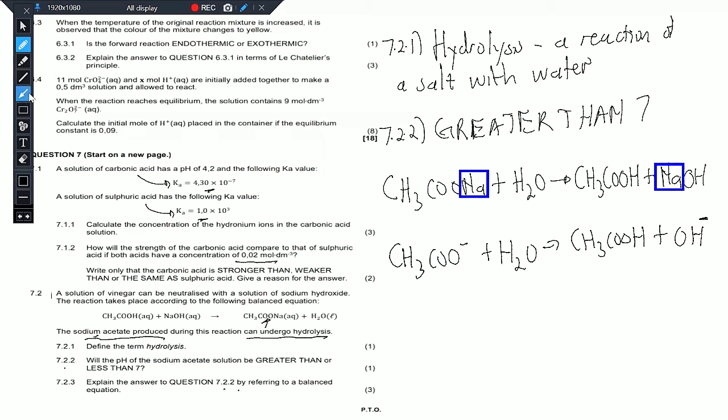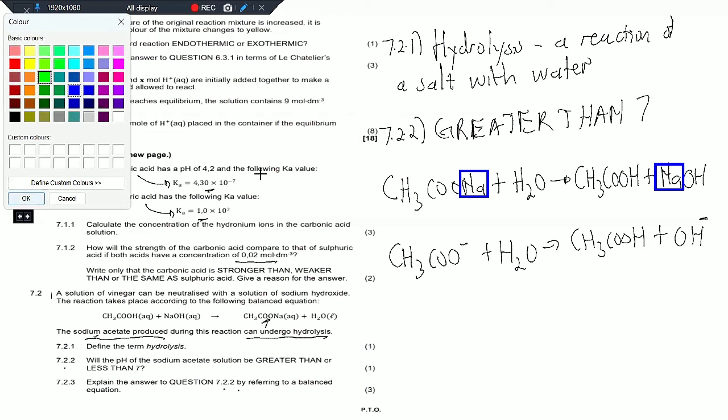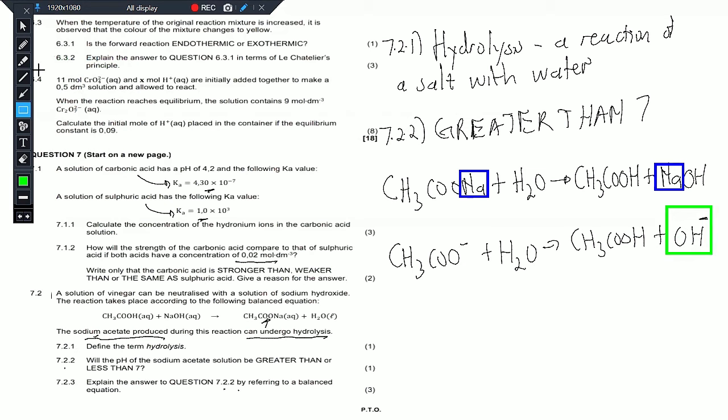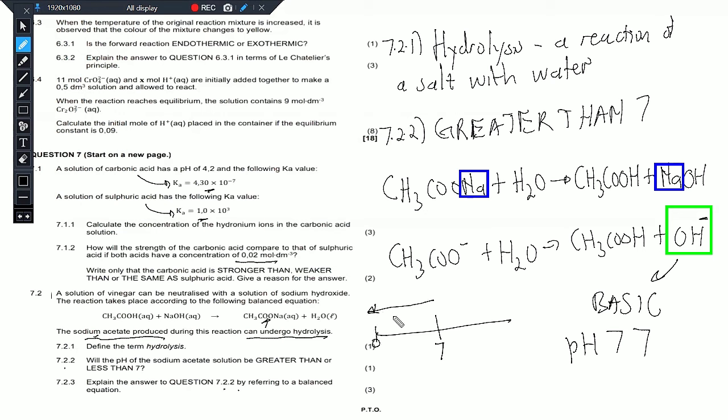Now, the fact that we have OH minus there should be evident enough that this is basic, right? So the solution is basic. And if the solution is basic, we know that the pH has to be greater than 7, because according to our pH scale, 7 is neutral. And then all the way down there, up until 0, we say it is acidic. And then above 7, it is basic, right? So if we are saying this salt is basic, then it has to have a pH that is greater than 7. So the solution is basic. So remember, it's a solution when you now react it with water. Okay, so that's all you were supposed to do there. And then let's proceed.